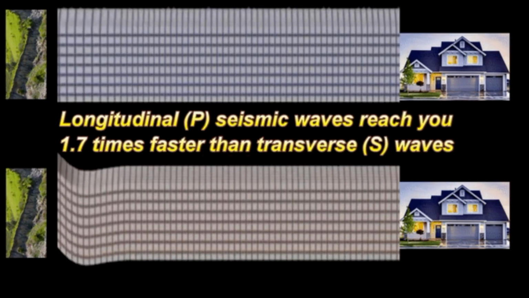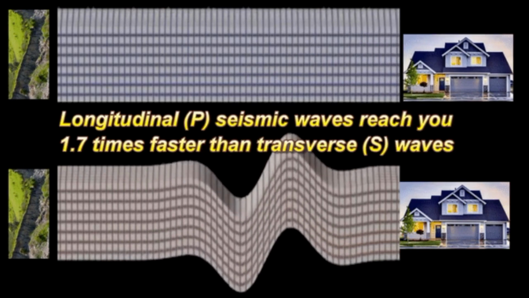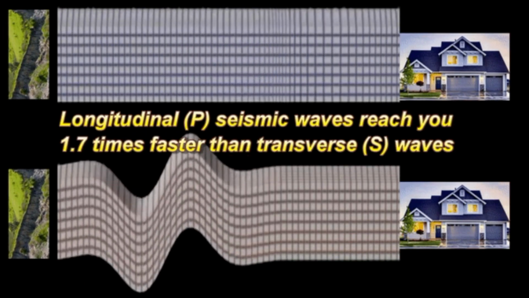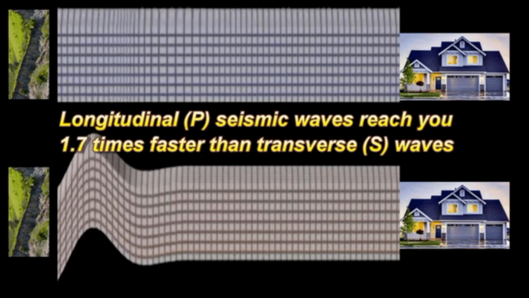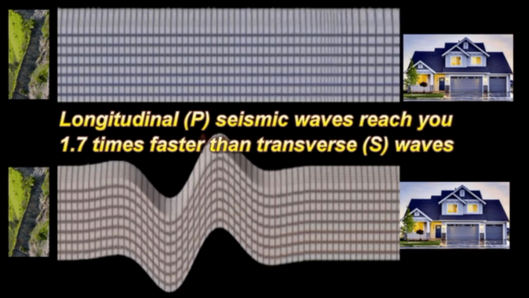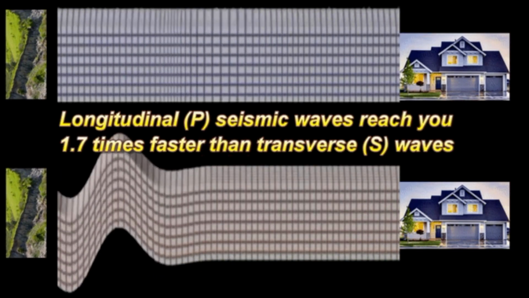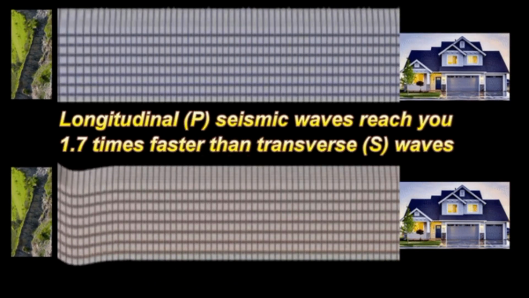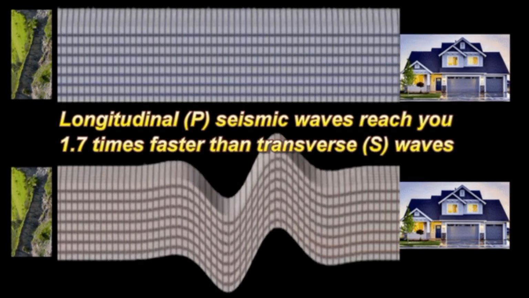And so we have a problem here because if you look at the seismic waves during an earthquake, the longitudinal waves travel 1.7 times faster than transverse S waves, the shear waves. If light were a transverse wave, then longitudinal waves such as sound would travel faster than light.